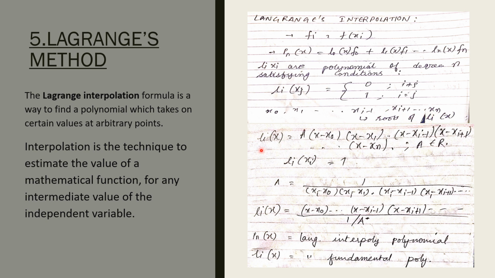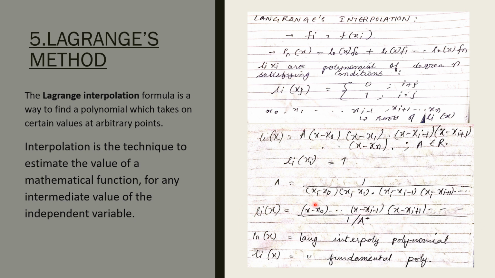Okay, so we can simply write Li(x) equals a into this, because these are the roots, so this can be a polynomial and a can be any real number. Now we have to calculate a, and we know the condition that Li at xi equals 1, so we can use that and find a, and then we can ultimately get Li.